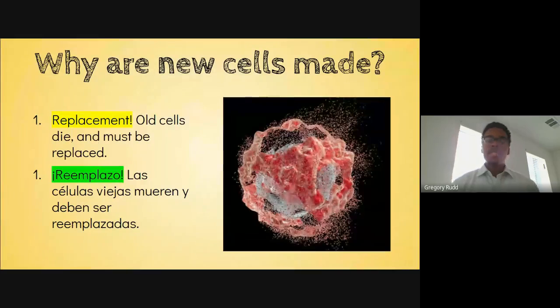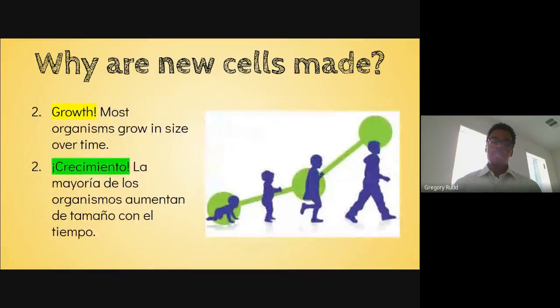In fact, cells have a programmed death. They are within their DNA, they are told exactly when to die. And so once that happens, they need to be replaced. And that's one of the primary reasons why we make new cells. We also make new cells for the purposes of growth.